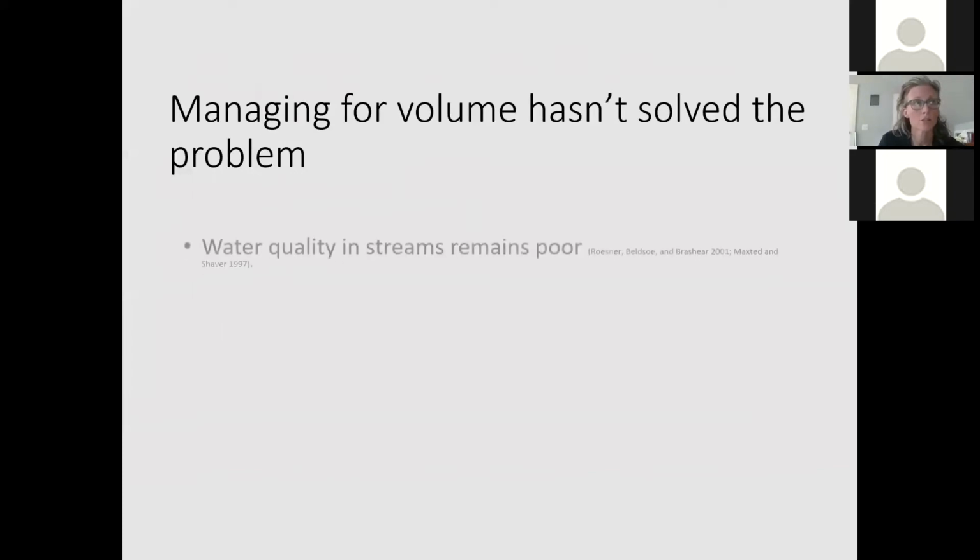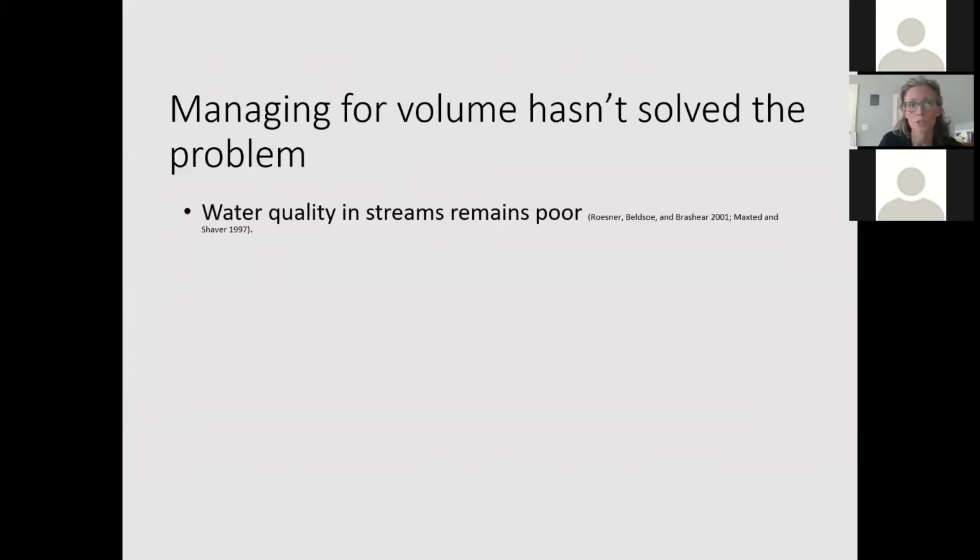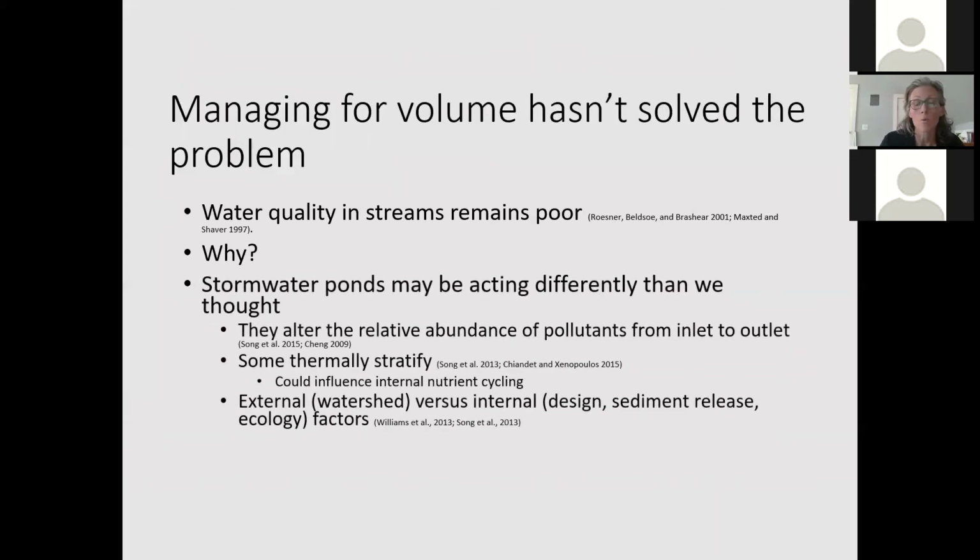So we know that managing for the volume hasn't solved the problem, which is what we set out to do with those NPDES permits. Water quality in streams remains poor, even though we manage much of the stormwater that runs off of the developed lands. And why is that? Well, I'm sure there are a number of reasons, and everybody has a theory, it seems. But stormwater ponds are one thing that we're interested in, and one reason is because they've been used broadly, but some recent research is suggesting they may actually be acting differently than we thought.